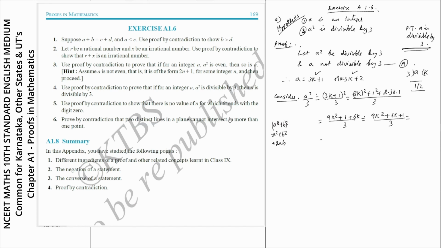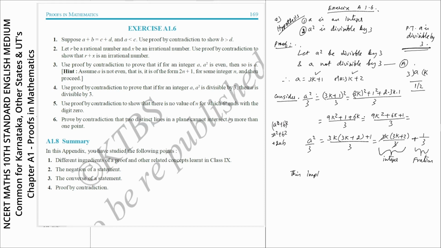Now this I can also write as, in the first two terms I can take 3k common factor, so I'm left with 3k plus 2, plus 1 by 3. So this is equal to 3k into 3k plus 2 by 3 plus 1 by 3. Just split the terms now. So this is nothing but a square by 3, and here 3 will get cancelled. So a square by 3 is equal to k into 3k plus 2 plus 1 by 3. Now here you can see k into 3k plus 2 is an integer, and 1 by 3 is a fraction. So what it means is a square is not divisible by 3. If it is divisible by 3, we won't get a fraction here.